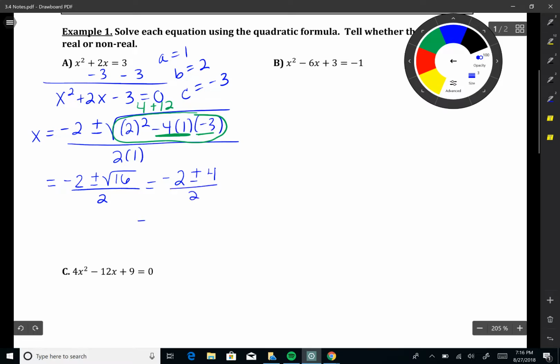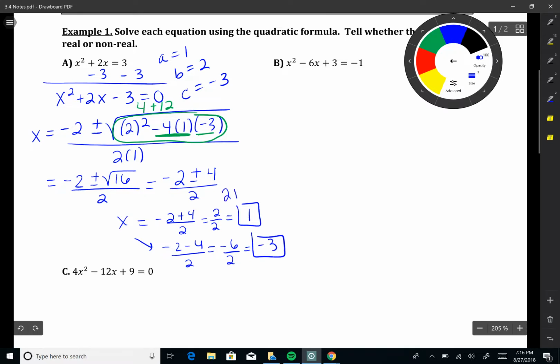So I wanted to do this one first because I hope you remember we can get two solutions. My first solution would be negative 2 plus 4 and then divide by 2. And my second would be negative 2 minus 4 divided by 2. Negative 2 plus 4 is 2, divided by 2 is 1. And negative 2 minus 4 is negative 6, divided by 2 is negative 3. So we have two real solutions that we could find. They're integers. That was nice.